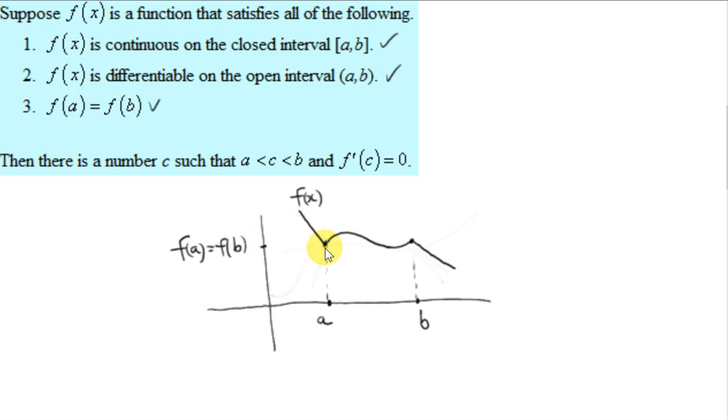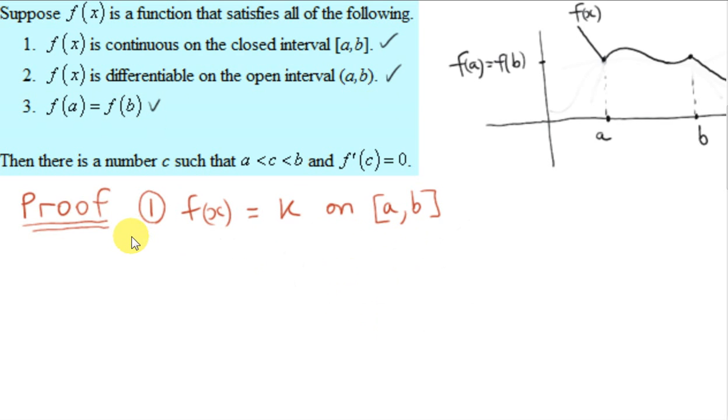Now there is a number c. Now there could be more than one number. Actually, there's two numbers in this picture such that the derivative is 0. So there's actually two possible values for c here. We have two horizontal tangents. Now we're going to consider three cases.